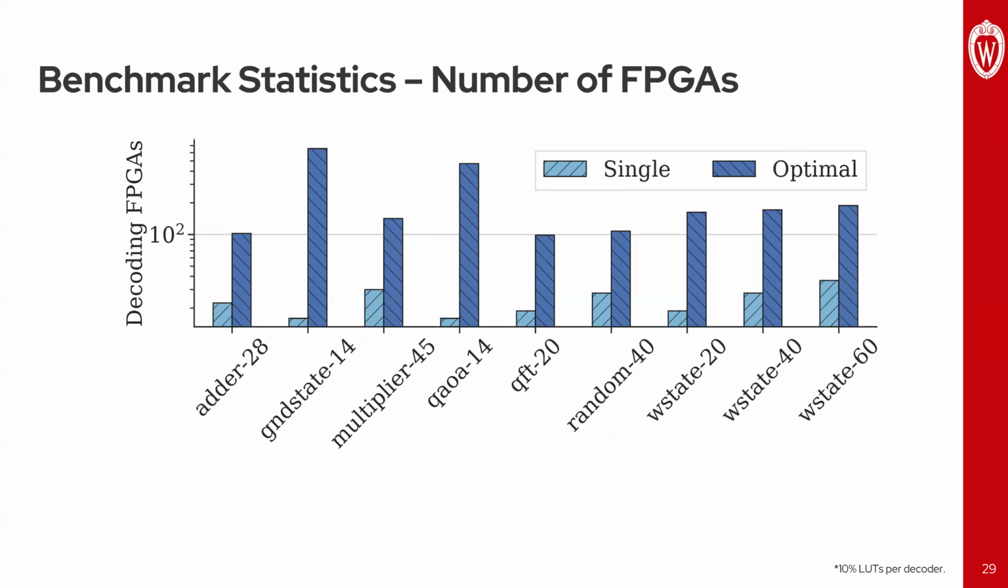And then the final thing is an estimate of the number of FPGAs you would need for decoding. I have two bars for every benchmark. The first is single, which means I only have one magic state distillation factory, and the other is optimal, where I'm trying to optimize the number of magic state distillation factories in order to produce the necessary amount of T states. Sure, these aren't a lot of FPGAs, but again, these benchmarks are tiny compared to what you would actually run on a quantum computer. And what we want to do is minimize the number of hardware resources that we need.